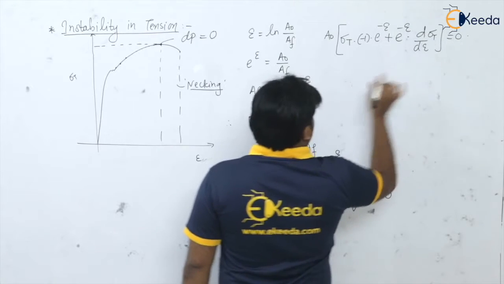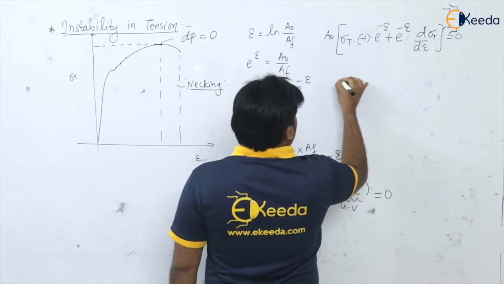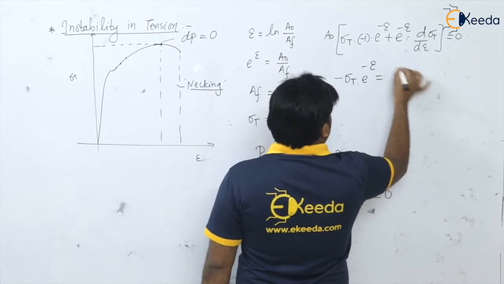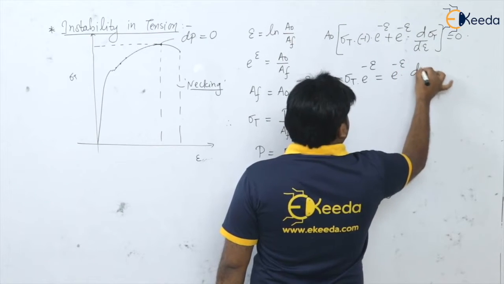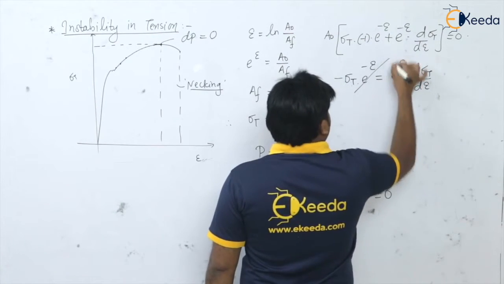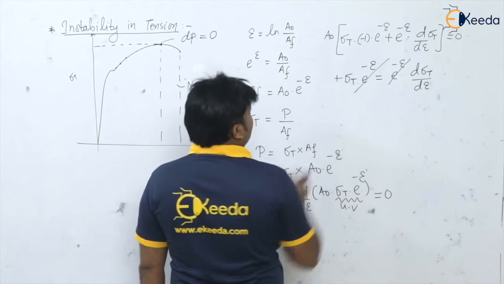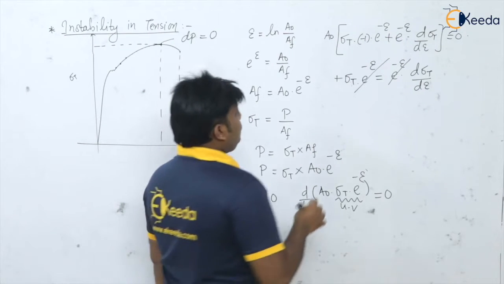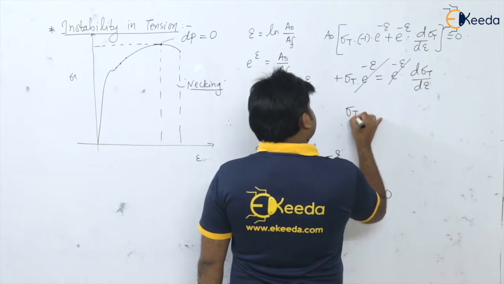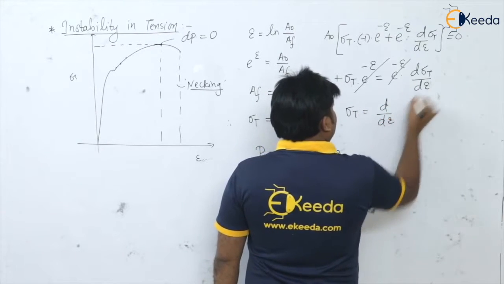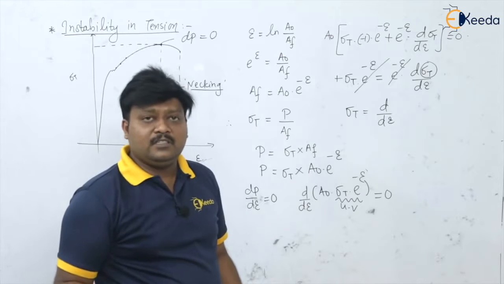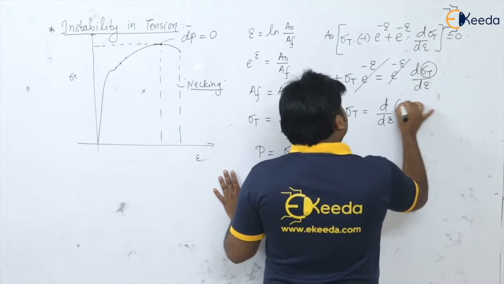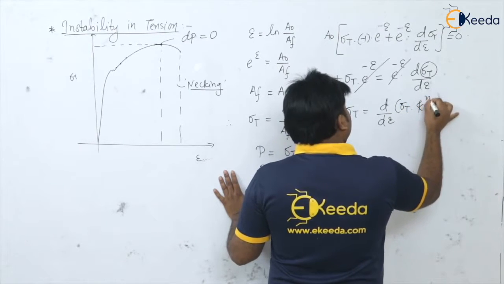This will go here, so minus sigma t into e to the power minus epsilon is equal to e to the power minus epsilon d sigma t by d epsilon. So this gets cancelled, and it becomes positive because it goes to that side. So see here, sigma t is equal to d sigma t by d epsilon. But we know what sigma t is, our true stress, given by the flow curve equation in the true stress strain curve, that is sigma t equals K epsilon to the power n, isn't it?